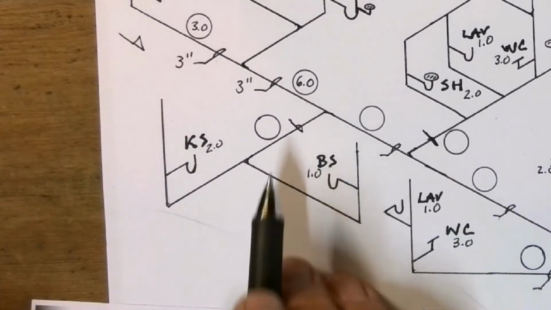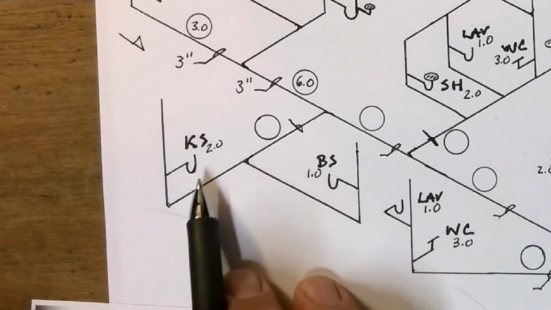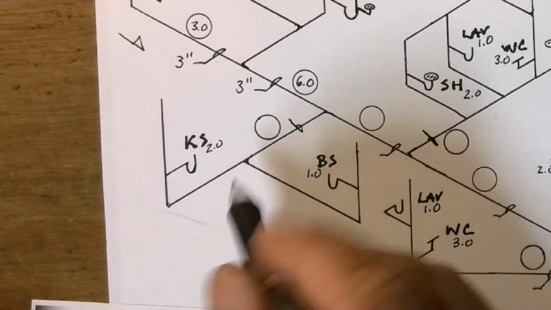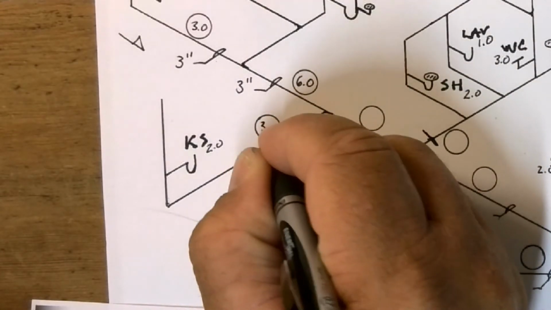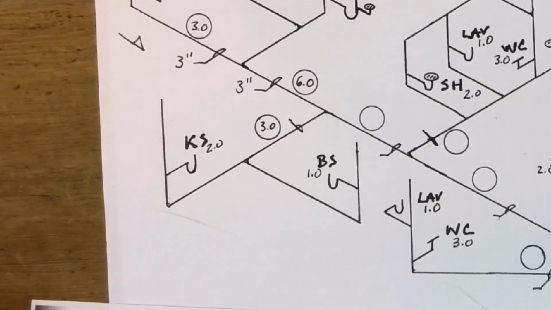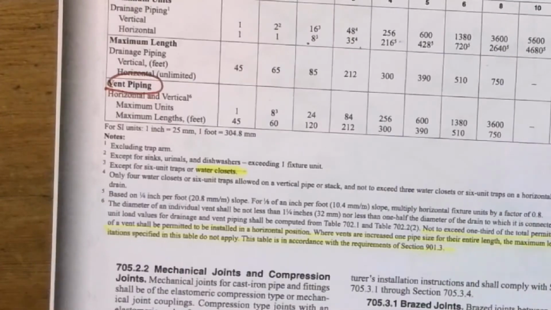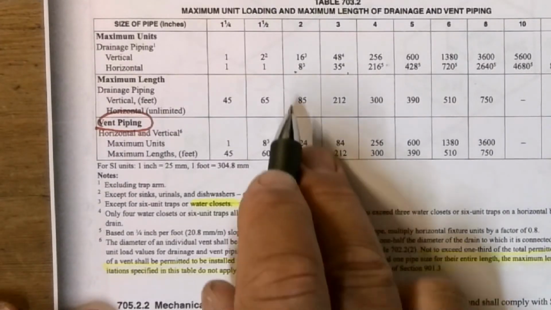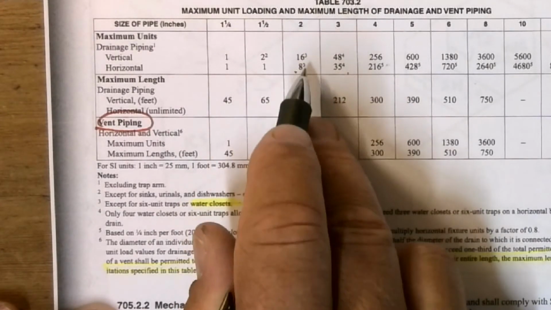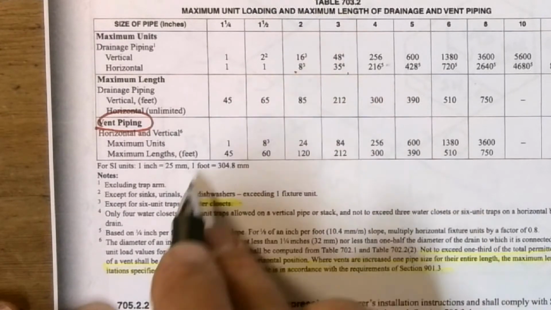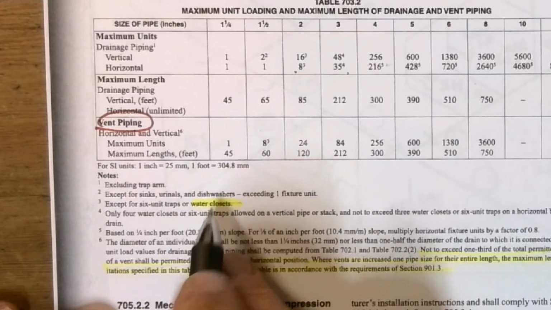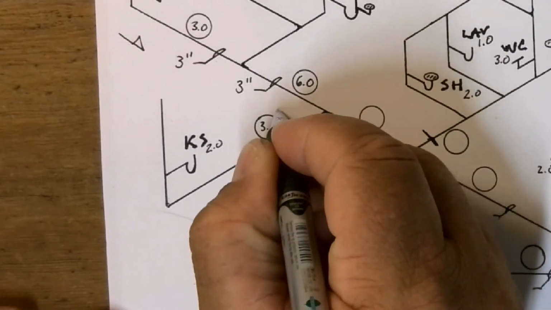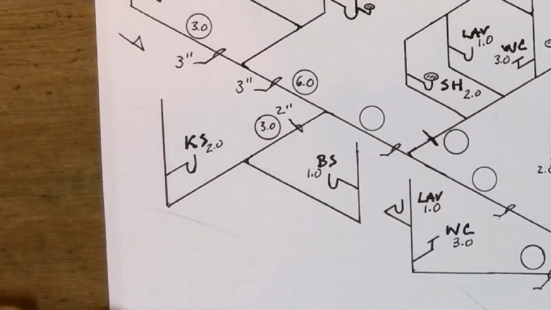What about this guy? This piece of pipe right here. I got 2 for the kitchen sink. I got 1 for the bar sink. That's a total of 3 fixture units. At 3 fixture units, I can use my 2-inch pipe with 8 fixture units because none of them are 6-unit traps or water closets. So this is 2-inch pipe.